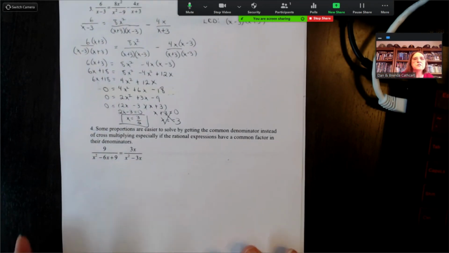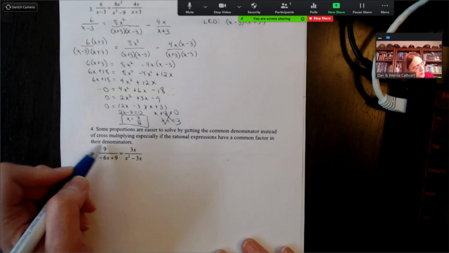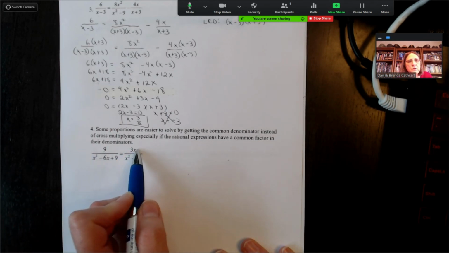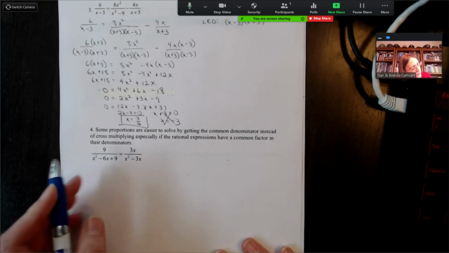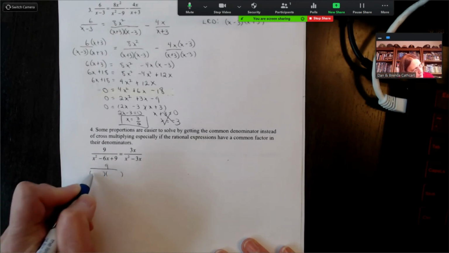Now, some proportions are easier to solve by getting the common denominator instead of cross-multiplying, especially if the rational expressions have a common factor in their denominator. So if I were to multiply by cross-multiplication, I would be doing 3x times an x squared term, which would give me a 3x cubed. A cubic equation is much harder to solve than a quadratic equation. So let's go ahead and factor the denominators of these fractions and see what we can do with that.